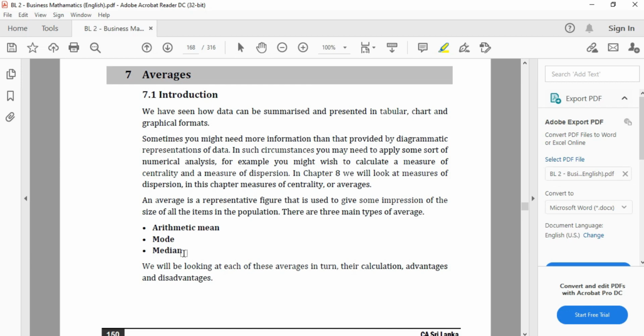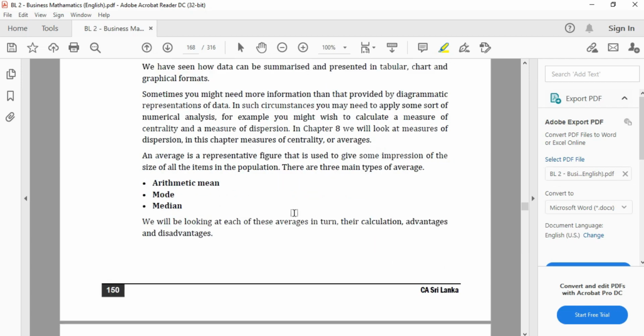Basically, this is like an introduction chapter because they are going to connect this with chapter 8, which is I think on dispersions, where they will look at measures of dispersions, and here they are going to just look at the averages, right? So it's going to be a bit relating to the next chapter. Okay, so what is an average? It is a representative figure that is used to give some impression of the size of all the items in the population. And there are three types: mean, mode, and median.